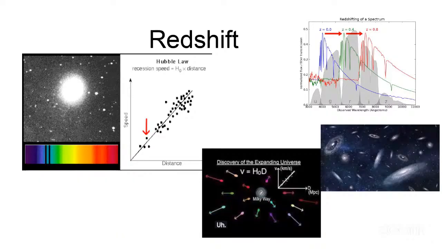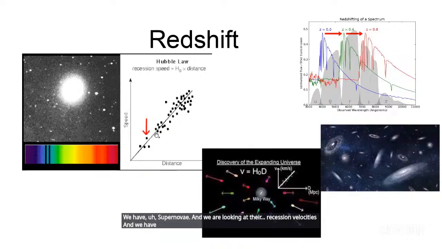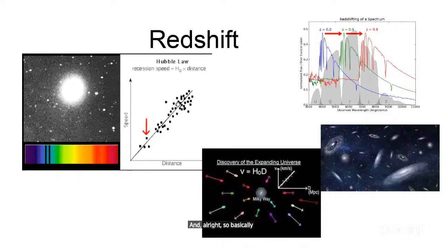Coming to examples for regression, we have supernovae, and we are looking at their recession velocities, and we have these data points, and we try to fit a line of best fit where the squares of the deviations are minimized, right, so basically the line of best fit.